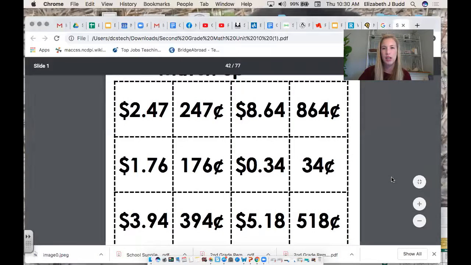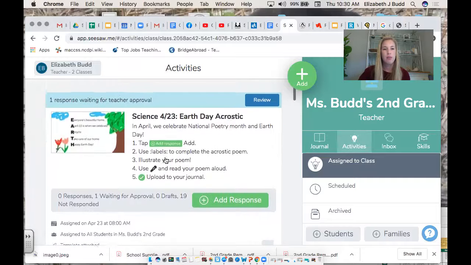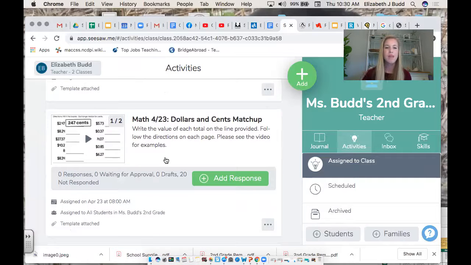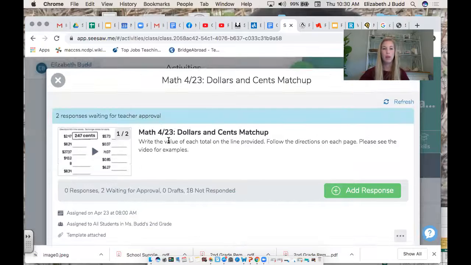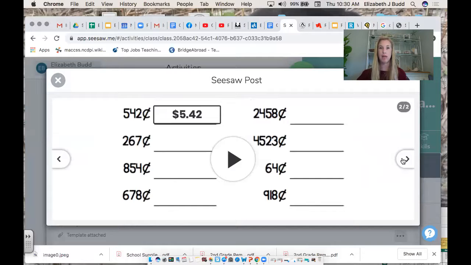I want to share my screen and show you our activity on Seesaw today. So your activity for math, it's right here. It says math 423 dollars and cents match up. Now, I want to caution you. Listen up, ears on. There are 2 pages to this assignment, okay? So 2 pages. Please make sure to do the first page and the second page, okay? Both of them are important.